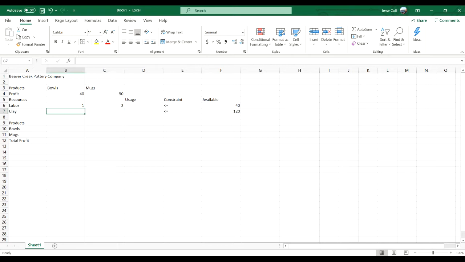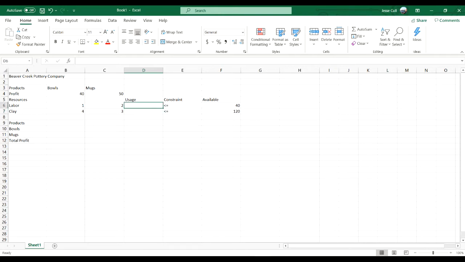In terms of clay, it's similar. We have 4 units of clay to produce 1 bowl and 3 units of clay to produce 1 mug. Now we've entered all of the relevant data given to us by the question. Now it's up to us to enter the appropriate equations where necessary. The first equation that we're going to enter is usage.